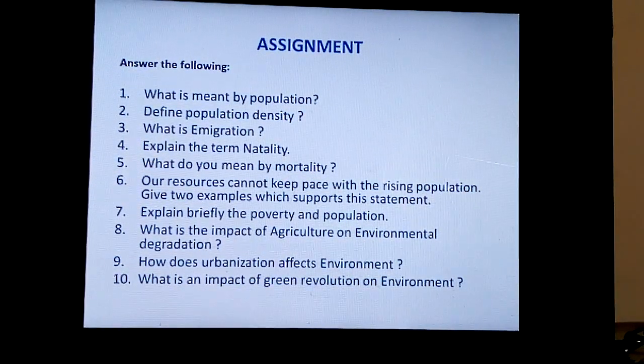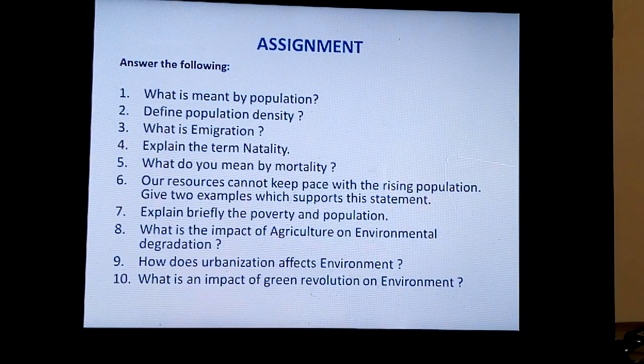Answer the following. What is meant by population? Define population density. What is emigration? Explain the term natality. What do you mean by mortality? Differentiate between natality and mortality, which can also be asked, children. Our resources cannot keep pace with the rising population. Give two examples which support the statement.